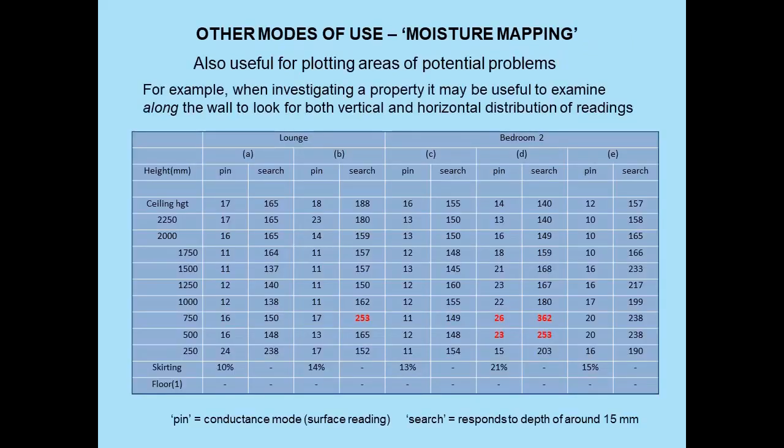Other modes of use: moisture mapping, useful for plotting areas. And there's a moisture map. That one was actually done in both the pin mode and the search mode. Interestingly, the figures in red are slightly higher, but gravimetric and salt analysis showed there wasn't a problem. They are actually dry figures, no salt contamination. It just shows how sensitive these moisture meters are to what I would loosely call a non-problem.